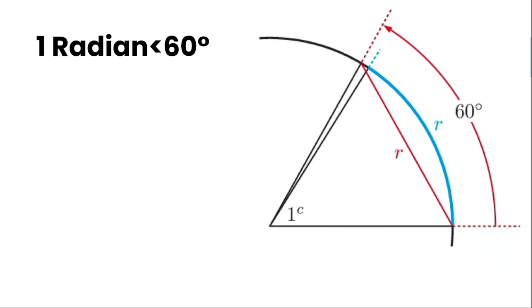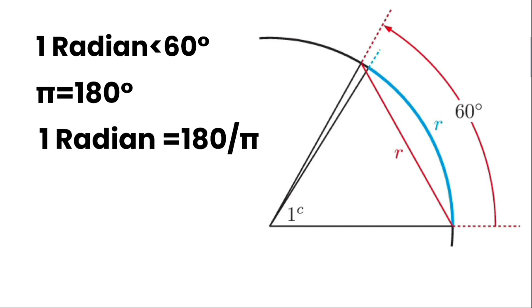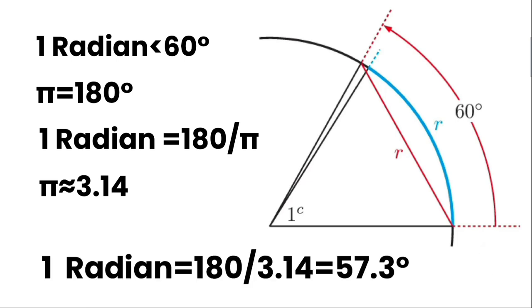Earlier we showed that pi radians is equal to 180 degrees. Using that, we can calculate 1 radian by doing the calculation 180 over pi. We know that pi is approximately 3.14. So if we divide 180 by 3.14, we get the result 57.3.